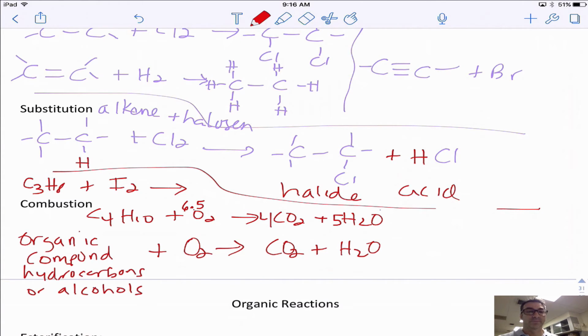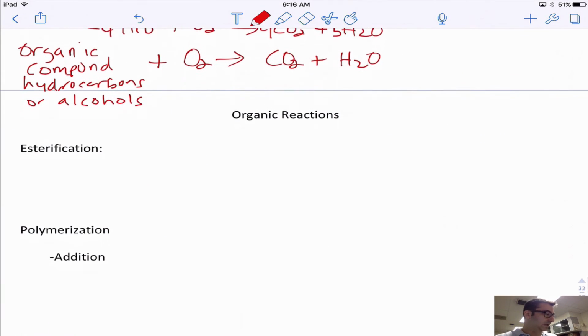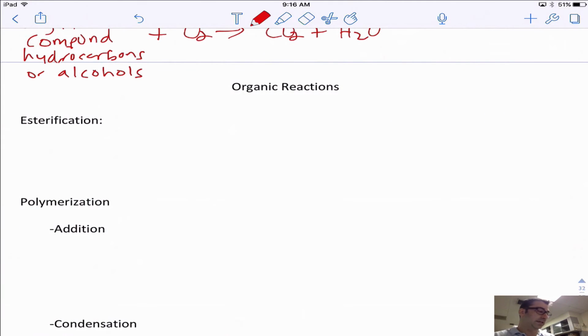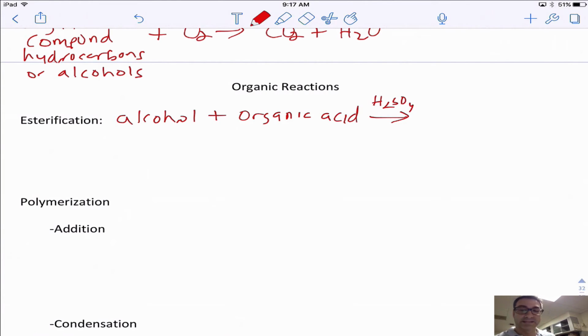Okay, the next type of organic reaction is an esterification. In esterification, you combine an alcohol plus an organic acid, and you catalyze this with sulfuric acid as a separate acid that's added, and you'll produce an ester and water. This is the first type of what they call a condensation reaction.